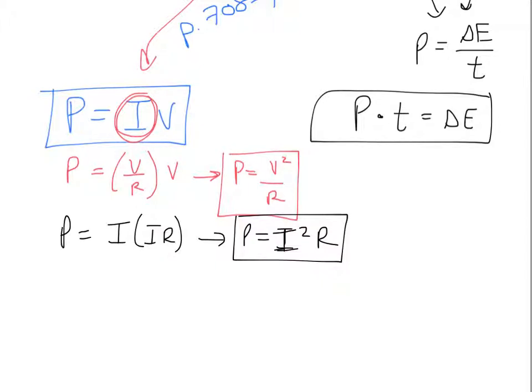So these three formulas in boxes, the one in blue, the one in red, the one in black, all for power, are all the same formula, but they're all using different characteristics of the element. Its resistance, the amount of current that's going through it, or the voltage across it. So depending on the problem, you might have to utilize 1, 2, or 3. Okay? Meaning the first one, the second one, or the third one.